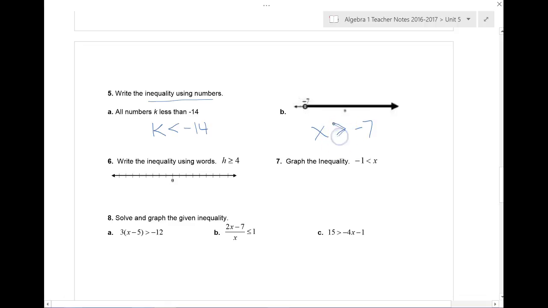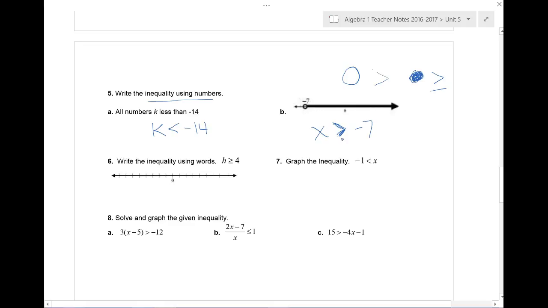Then we look at the circle where the dot is at the number. If it's open, it will be greater than. If it's closed, a solid dot like this, then it'll be greater than or equal to. In this case it's open, so it's just greater than. If I colored this dot all the way closed, then we would put an equal to sign there. But because it's open, we don't need that.